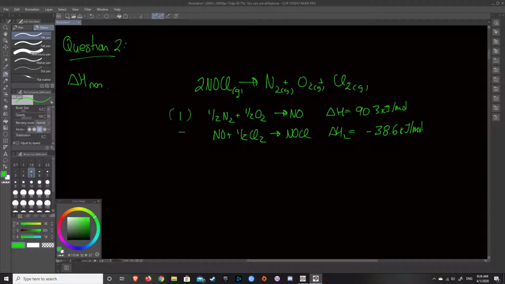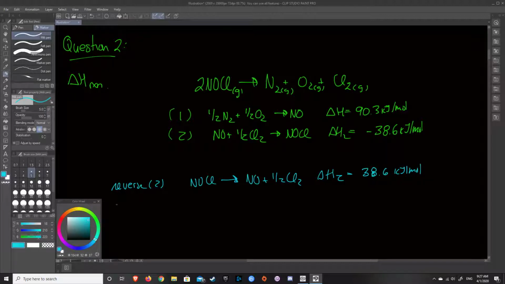Okay, so here's equation 1, here's equation 2. And let's see how we're going to start on this one. So we want NOCl on the left, so we need to flip this equation around. Reverse 2. So instead we get NOCl reacts to form NO plus 1/2 Cl2, and the delta H2 is equal to 38.6 kilojoules per mole. And then here we see we've got 2 NOCl.